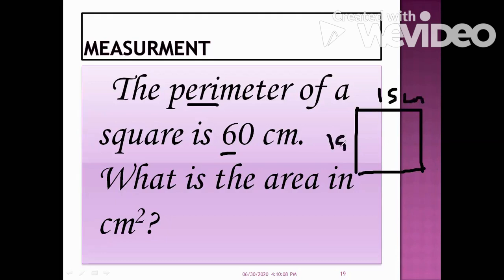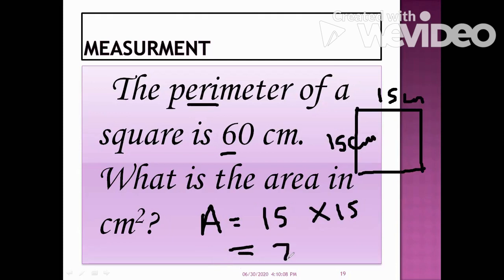Therefore the other length must be 15. And to find the area now, we just multiply the length by the width, which is 15 times 15. What's 15 times 15? 15 times 15 is 225. So the answer is 225 centimeter square.